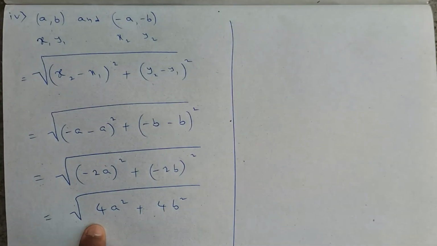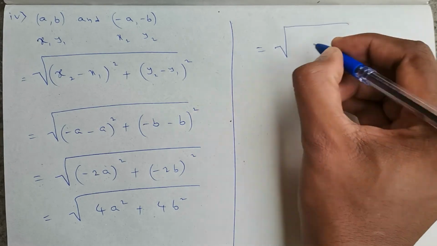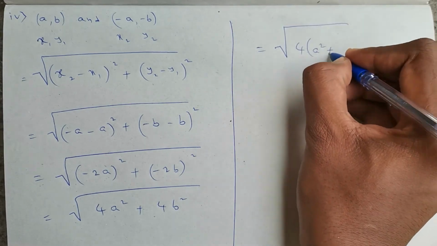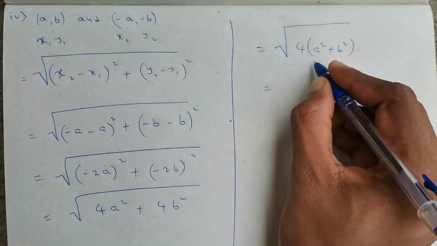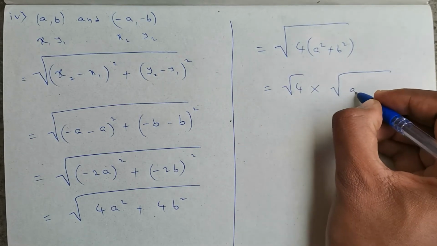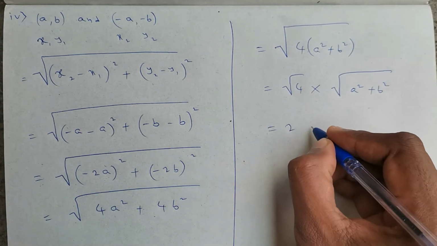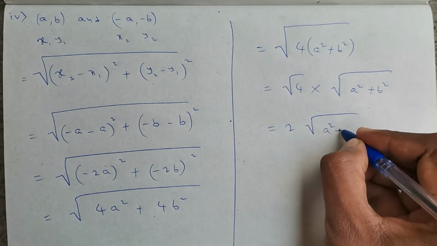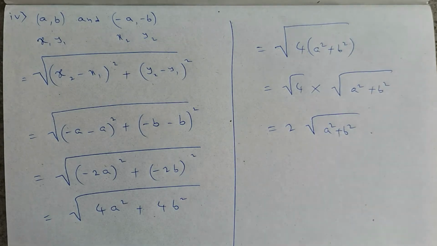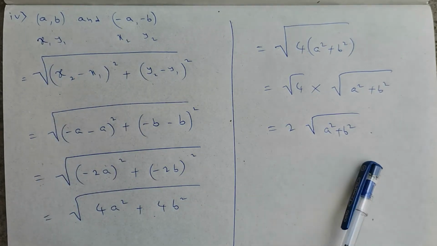Now in the first term 4 is there, in the second term 4 is there, so I will take that 4 common: under root 4 of (a square plus b square). So if we separate it, root 4 into root of (a square plus b square). Root 4 is nothing but 2, so 2 into root of (a square plus b square). So the distance between these two points is 2 into under root (a square plus b square).